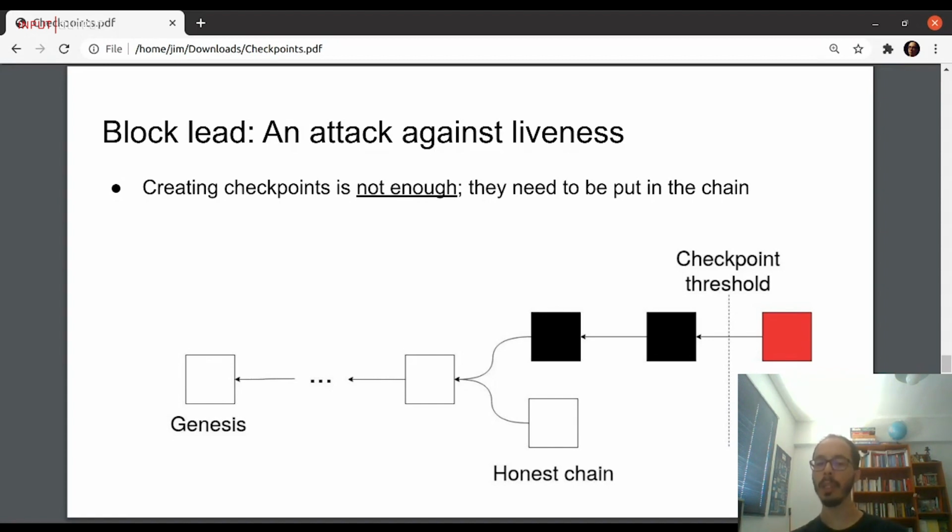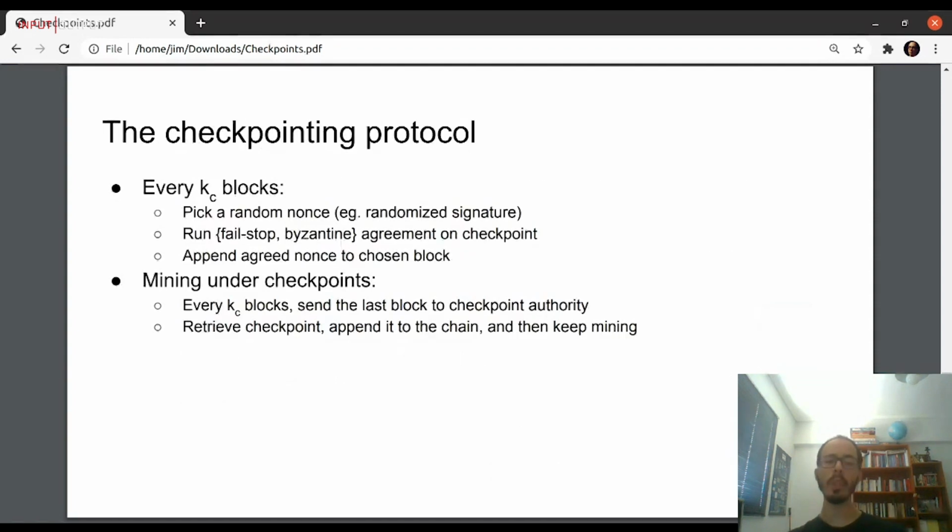So the way that we counter block lead with the randomness that I mentioned is that we refresh the execution with every checkpoint. So we restrict the advantage of the adversary within a single checkpoint period. That way, they cannot grow their chain into the future, and with some probability, the honest parties will be able at some point to beat the adversary in a single checkpoint period and get the liveness.